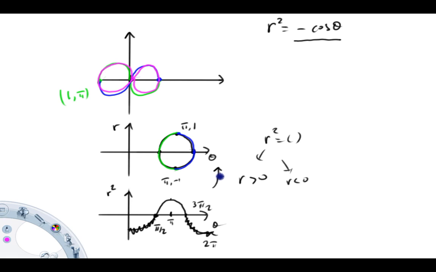Again, Cartesian, that's standard left, right, up, down. And then use our r graph here to do our r against theta in polar.